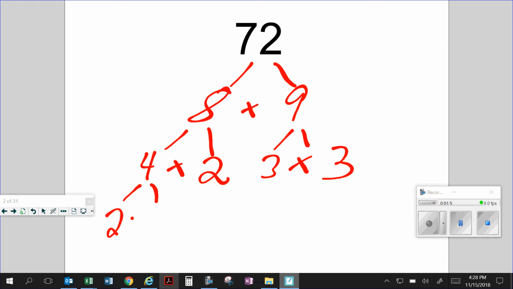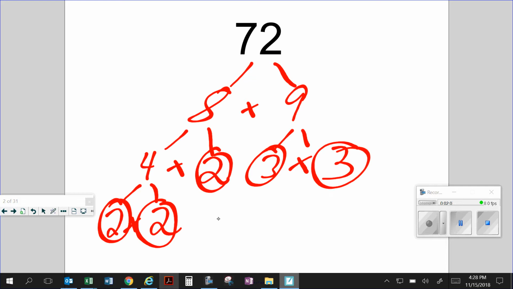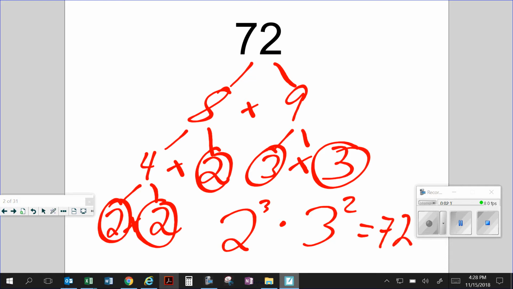Can you break down 4 into prime factors? Yes, 2 times 2. Can we break down a 2 into two other different factors? No. Circle: prime, prime, prime, prime, prime. I see 2 repeats 3 times, 3 repeats twice. Hey, that looks like what we saw on our first page.